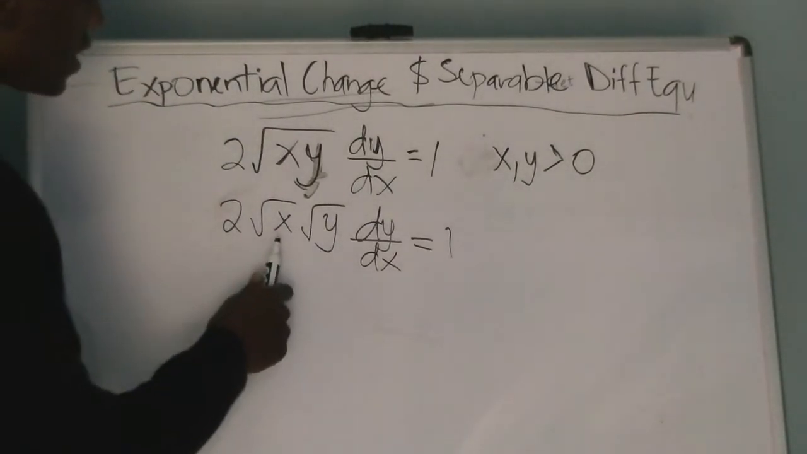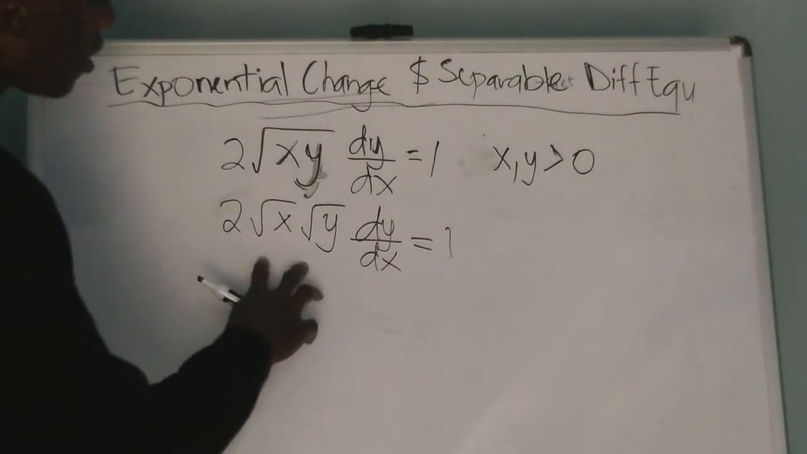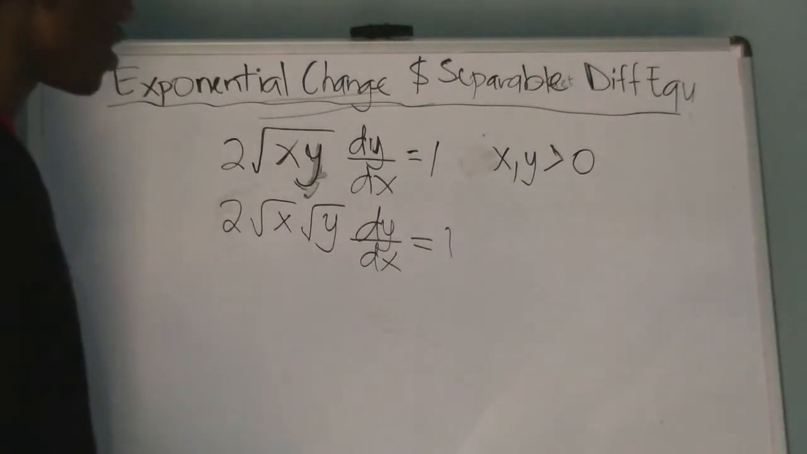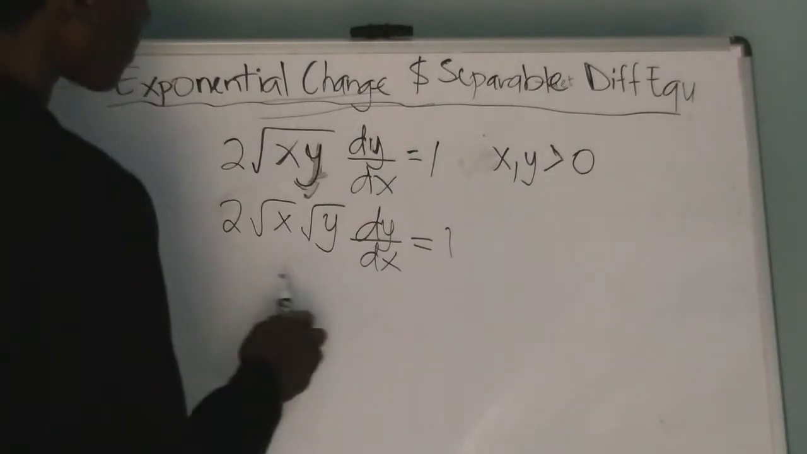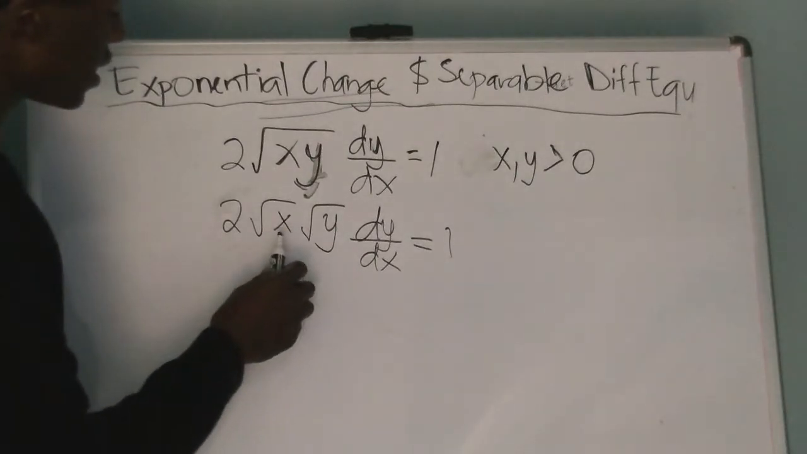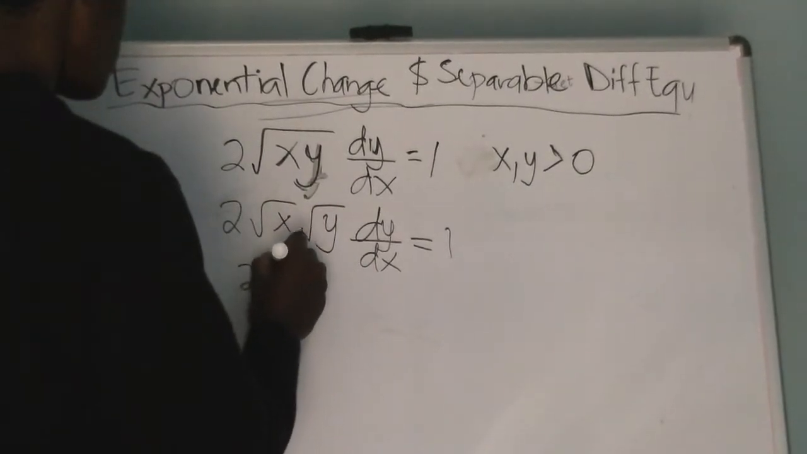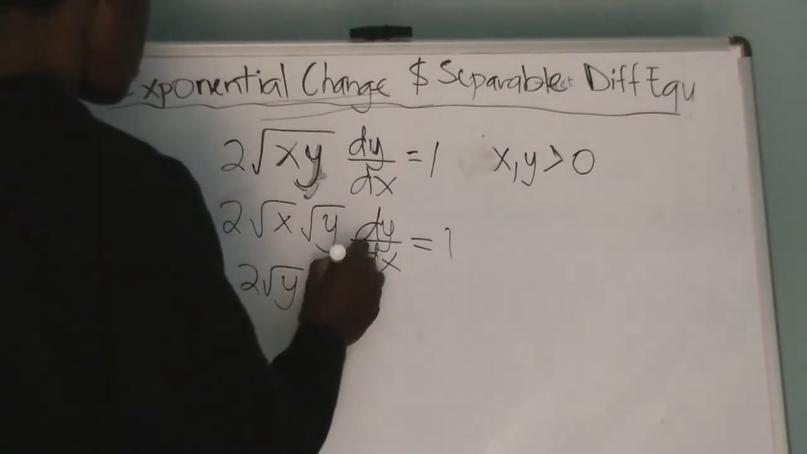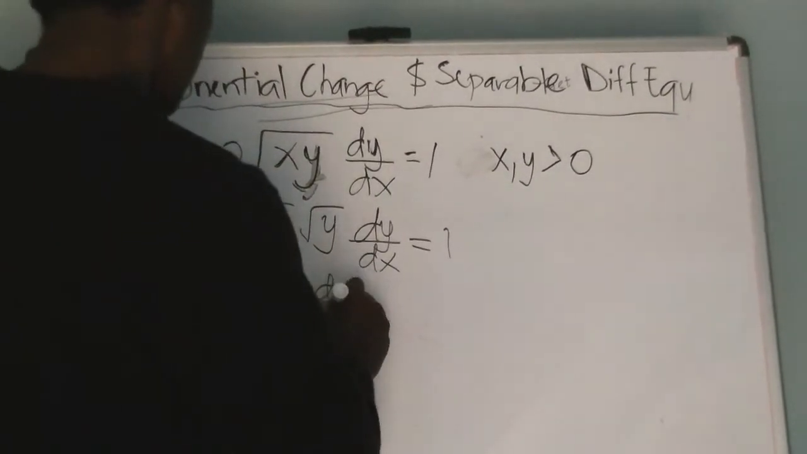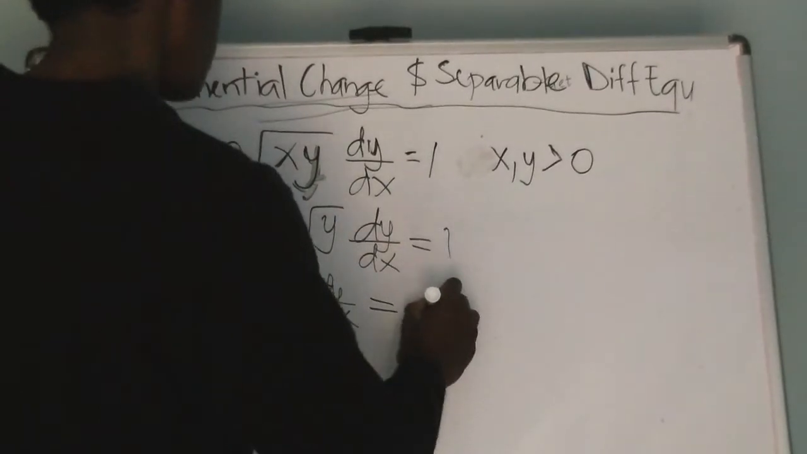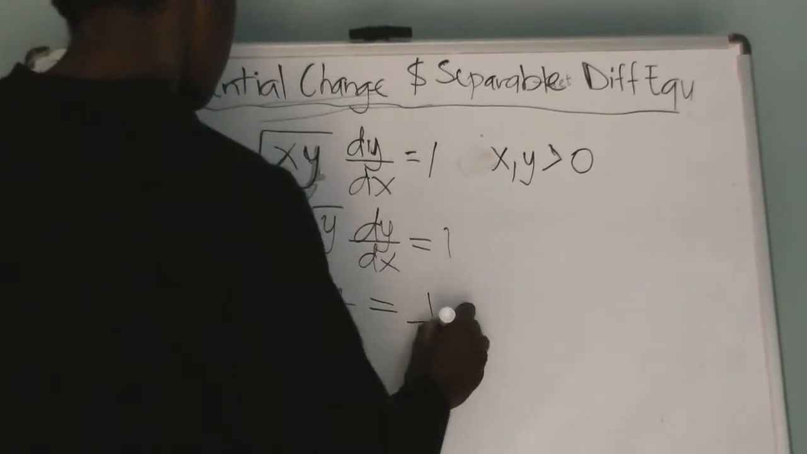Now I look at this and see, I want the x's on one side and the y's on the other. So I would divide both sides by the square root of x, and I would get 2 square root of y dy over dx equals 1 over the square root of x.